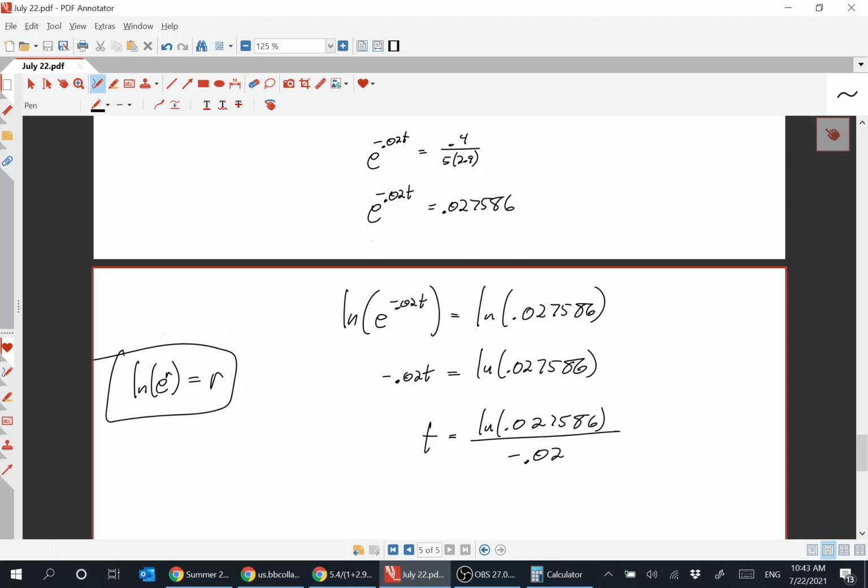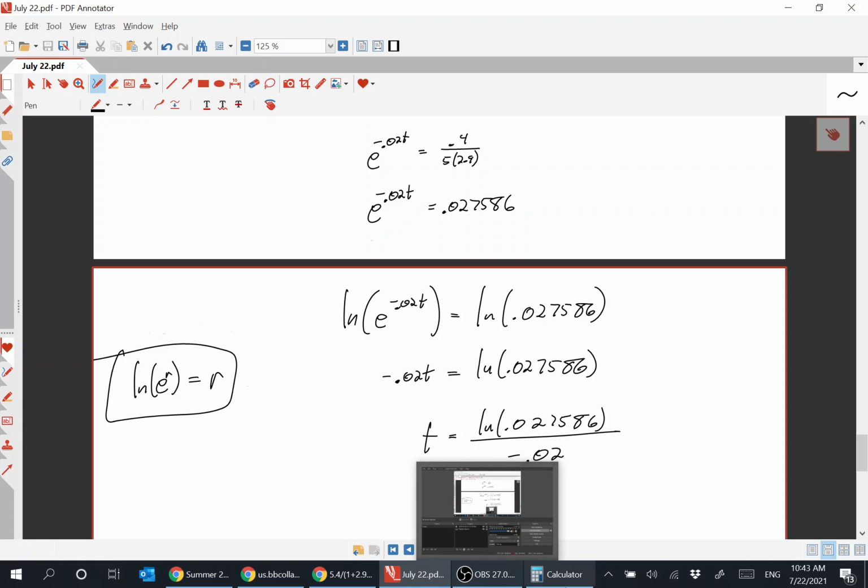Well, no, because this number inside the natural log is less than 1. The argument of a natural log needs to be positive. The domain of a natural log function is positive. But when the argument is less than 1, the value of that log is negative.